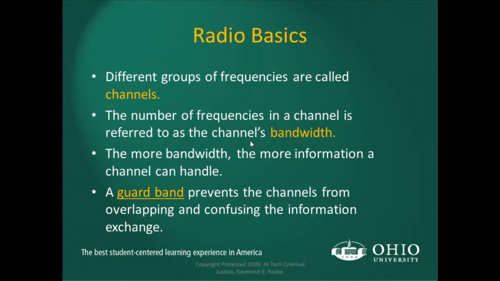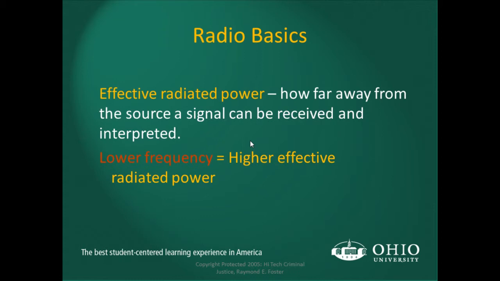Different groups of frequencies are called channels. The number of frequencies in a channel is referred to as its bandwidth. So in a particular frequency, the number of channels that you can fit will determine the capacity, or the bandwidth, that particular frequency can carry. At the edges of these frequencies, there are guard bands, and these prevent the channels from overlapping and confusing information in exchange. So you'll be looking along, and then all of a sudden there'll be a dead spot, and those guard bands protect from the overlap.